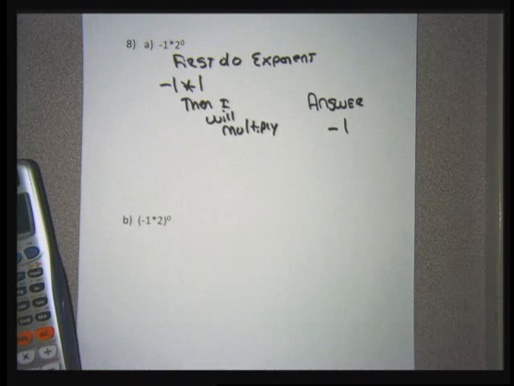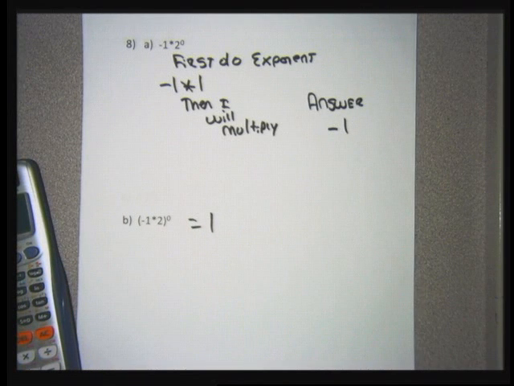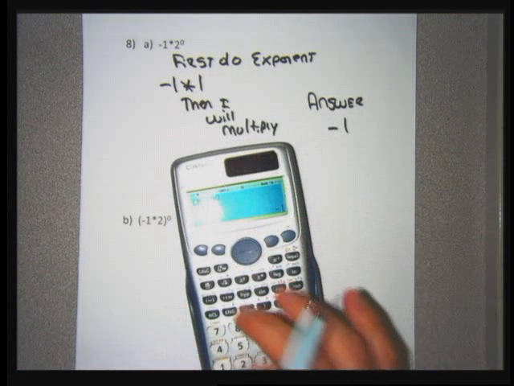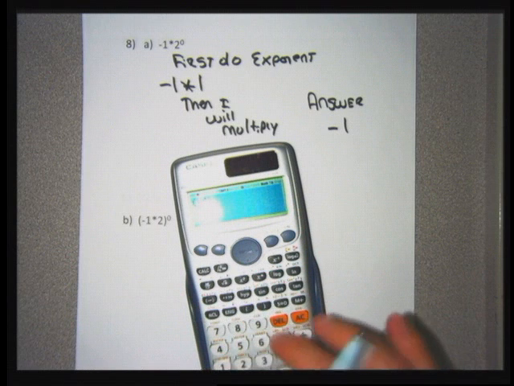Part B, this fits the rule. If everything in a problem is in a parentheses with a 0 exponent outside of it, that's all going to be turned into a 1. So let me do that on my calculator real quick, just so I can show you that simplified rule works.